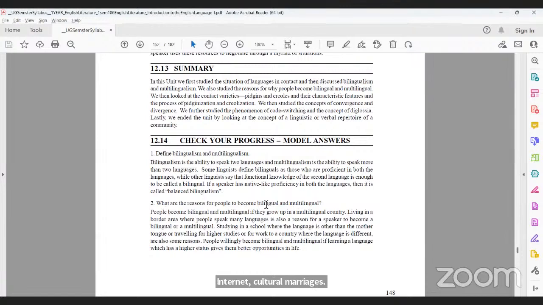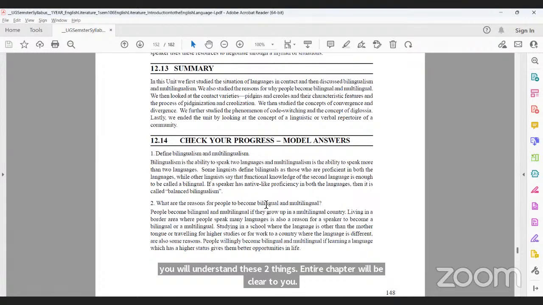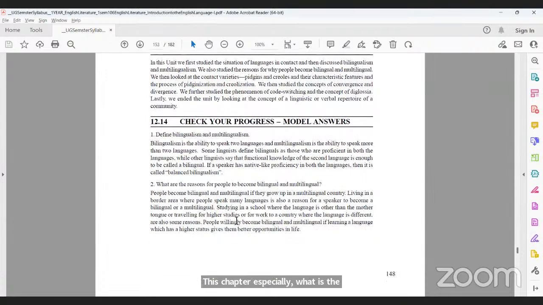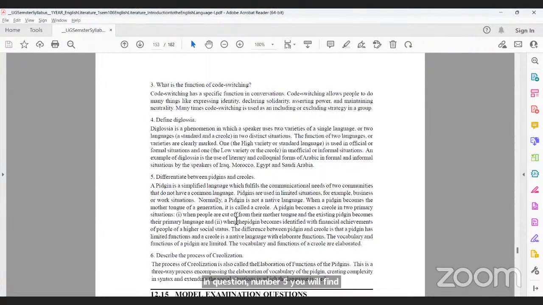Okay, let's talk about two important terms: what is Pidgin and Creole. When you understand these two things, the entire chapter will be clear to you. This chapter especially. What is a Pidgin? In question number 5, you will find it, but what differentiates Pidgin and Creole? A Pidgin is a simplified language which fulfills the communicational needs of two communities that do not have a common language. Now let me explain this one in a very interesting way.